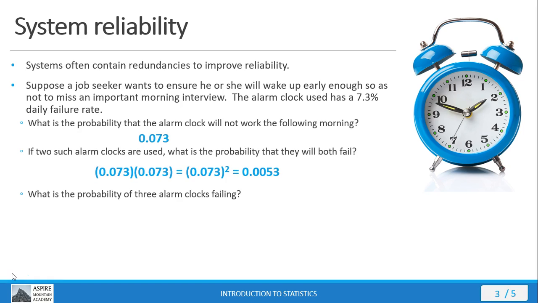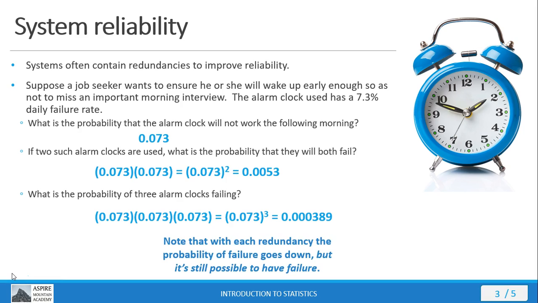Now, what's the probability of three alarm clocks failing? Again, pause the video, come back, and we'll see how you did. All right, so here you should be taking three of those failure rates and multiplying them together, because you've got three alarm clocks. Notice that as we keep adding redundancies to our system, the probability that we're going to fail keeps going down and down and down.